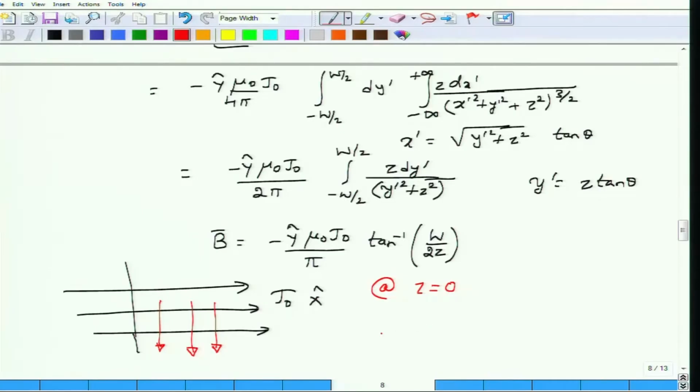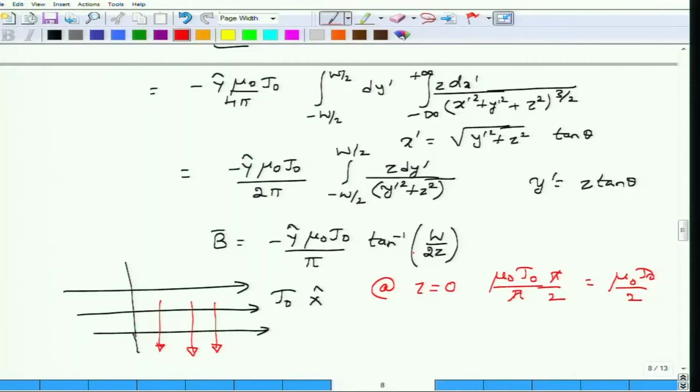So you are going to get the magnitude as mu 0 j 0 by pi times pi by 2. So pi will cancel and you are going to get mu 0 j 0 by 2. So if you are coming from the top to the bottom at z equal to 0, you will see that the magnetic field has a magnitude of mu 0 j 0 by 2, and it would be directed along minus y direction, right. And if you go up along the z axis and eventually imagine going to infinity, that is at z equal to infinity, the tan inverse of w by infinity will be 0, and you will get the field progressively going to 0, right.